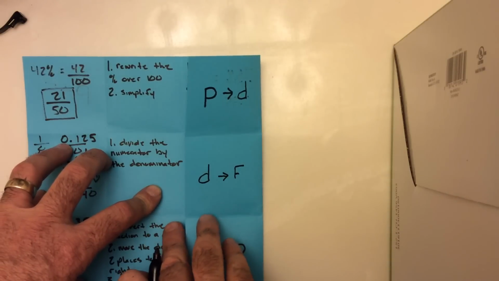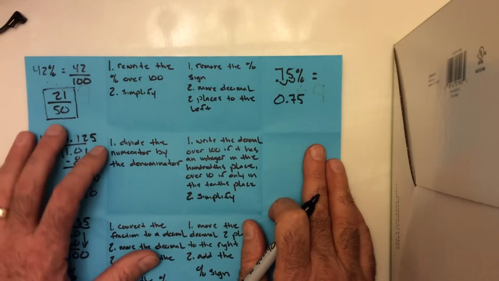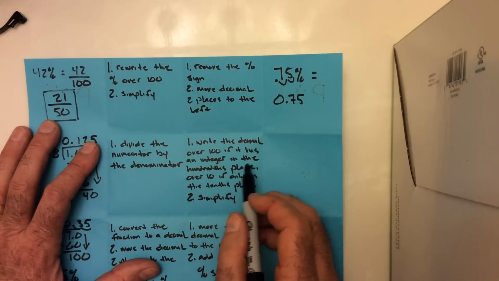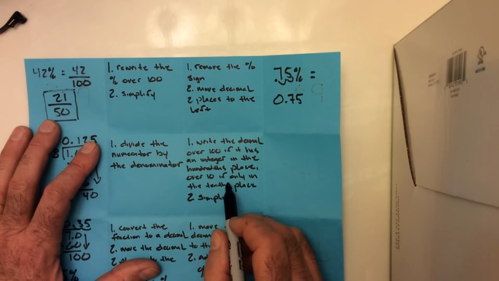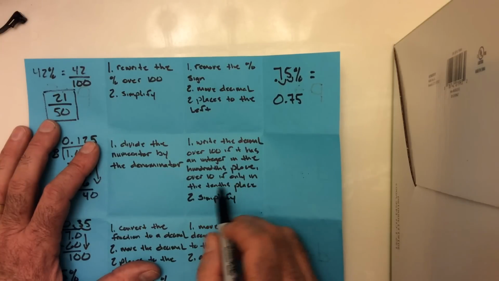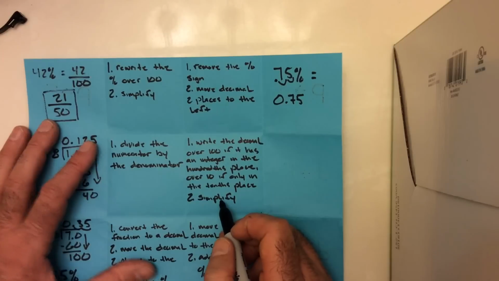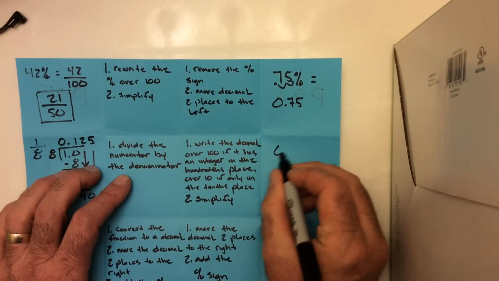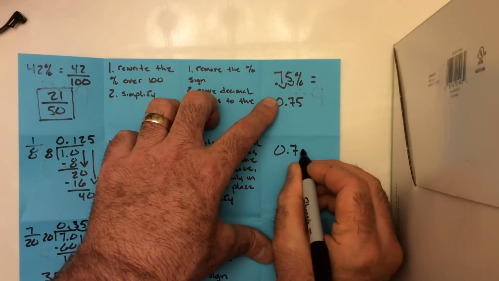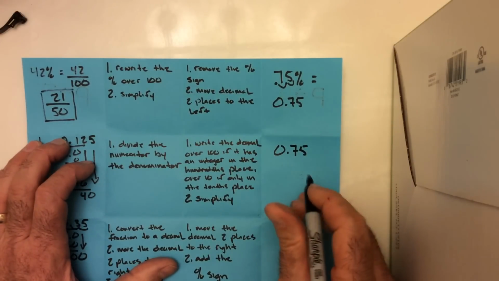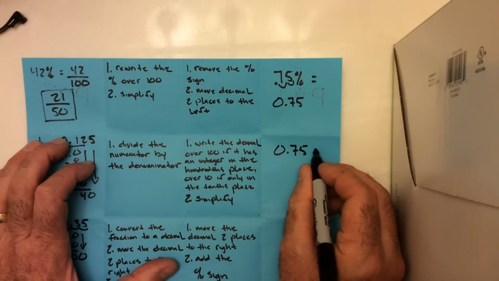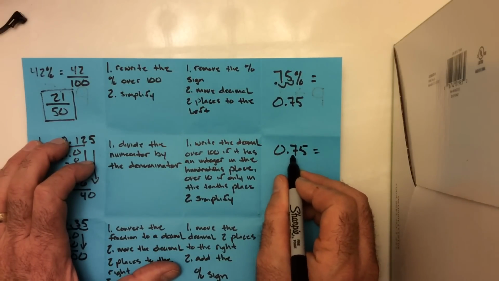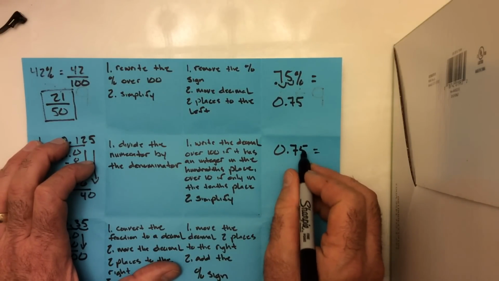Okay, so now decimal to fraction. This one's a little trickier. We want to write the decimal over 100 if it has an integer in the hundredths place, or 10 if the integer is only in the tenths place. And then again, we want to simplify. So let's go ahead and use the same number here. Okay, 75 hundredths. That's going to be equal to, right? If you say it, sometimes it helps you write it. 75 hundredths, the 5 is in the hundredths spot.